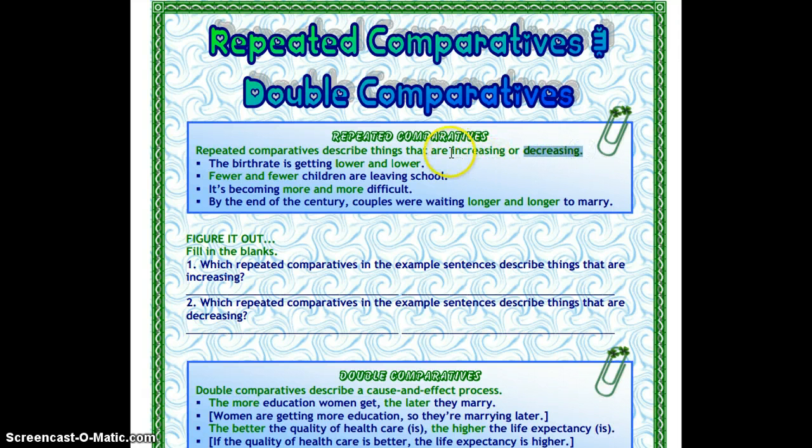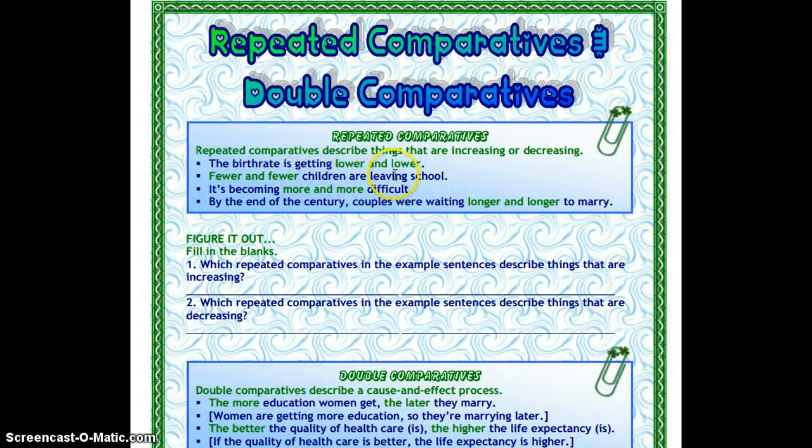What does this mean? When something is increasing, it's because it's going up, it's going higher. When it's decreasing, it's because it's going down, the number is less. Now, for example, you have: fewer and fewer children are leaving school.